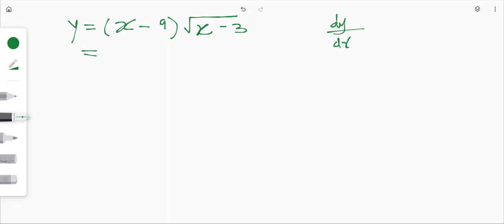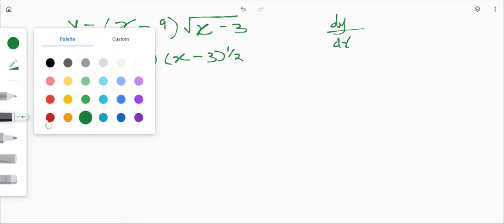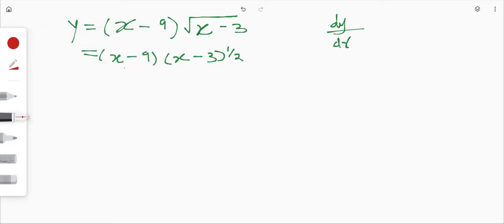So first what we're going to do is rewrite this. We'll say x minus 9 times, and the square root of x minus 3 is the same as saying x minus 3 to the power half. So we're going to first apply the chain rule to this and also the chain rule to this one.